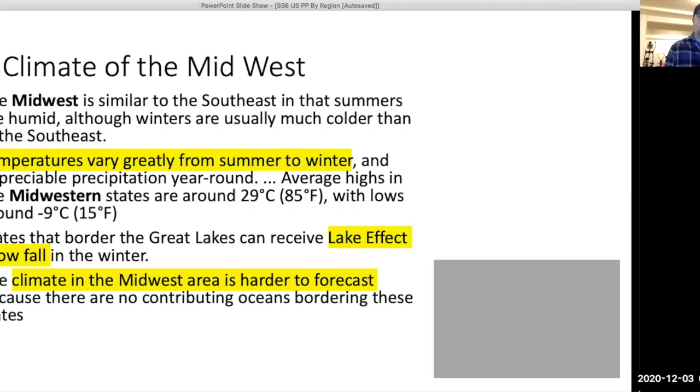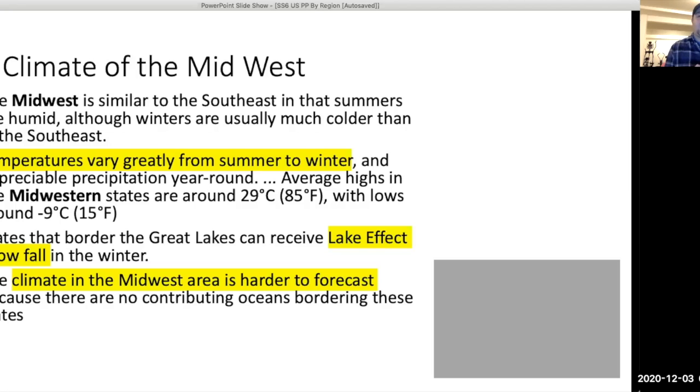Okay, climate of the Midwest. The Midwest is similar to the Southeast in that summers are humid, although the winters are usually much colder than in the Southeast. So it's not unusual for some of those states, especially up in Michigan, Illinois, Indiana, to get what we call the lake effect snow. States that border the Great Lakes get lake effect snow, which is basically that cold air that comes in off of the Great Lakes and accumulates all that moisture over the Great Lakes, and then it just dumps a lot of snow over those states in the wintertime.